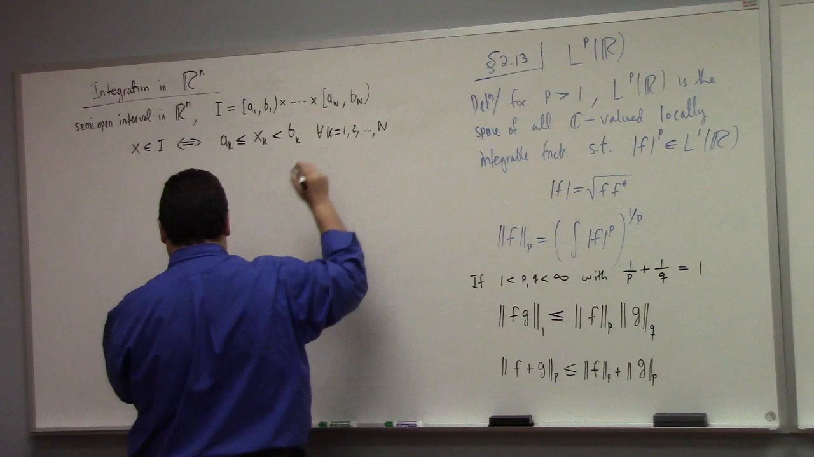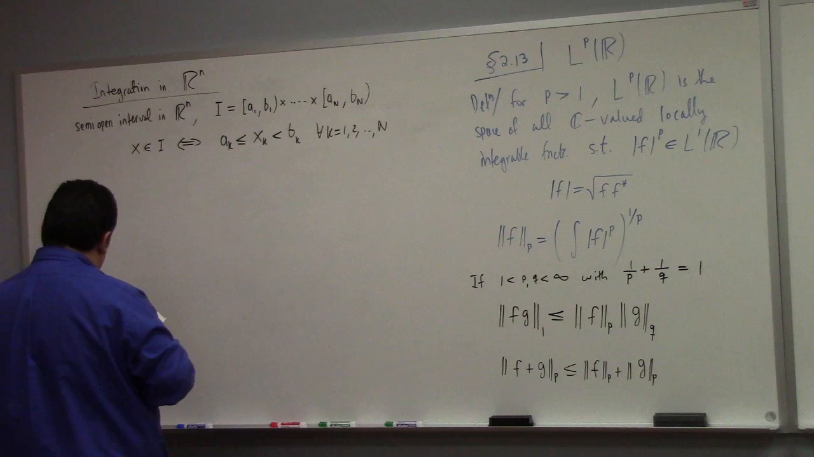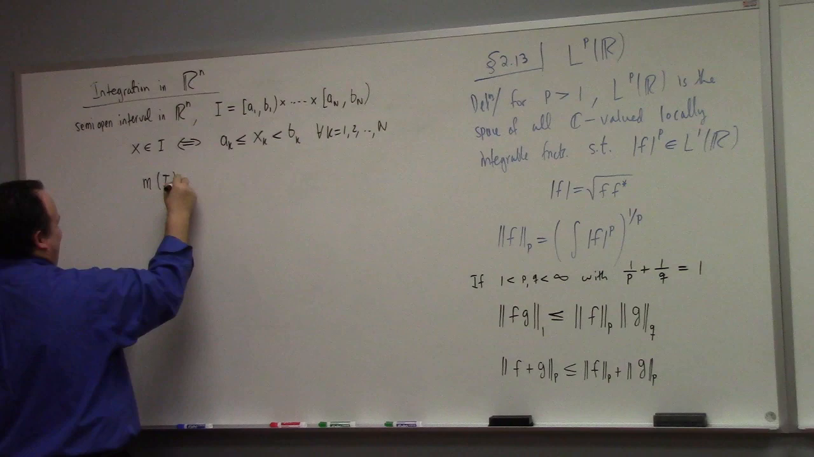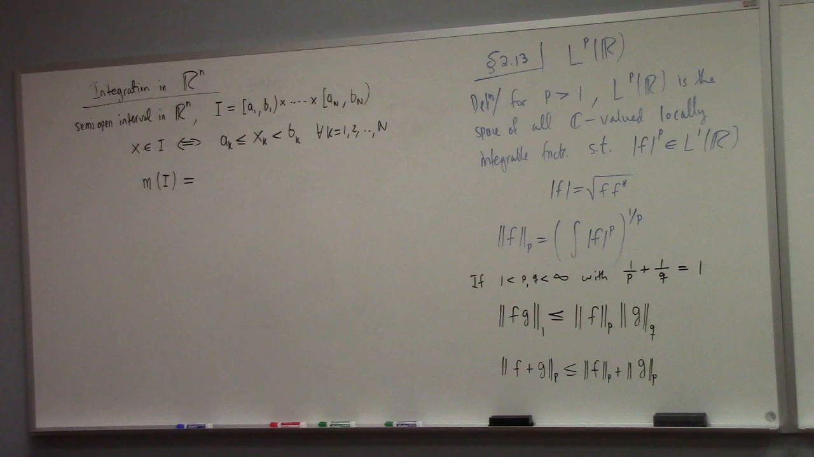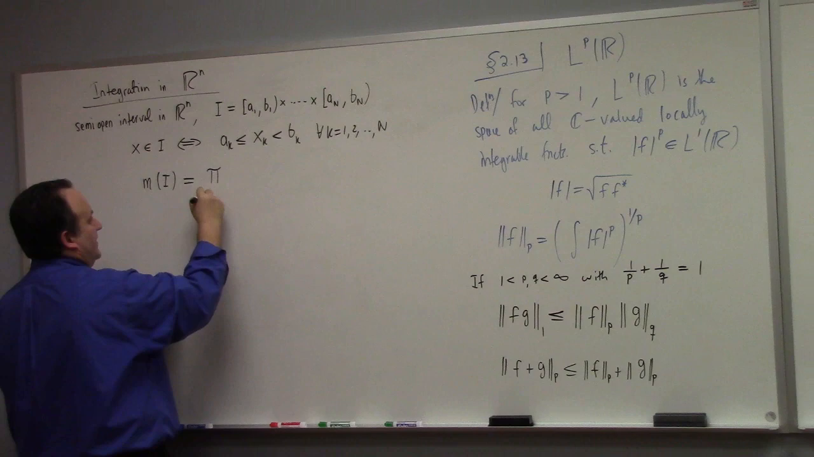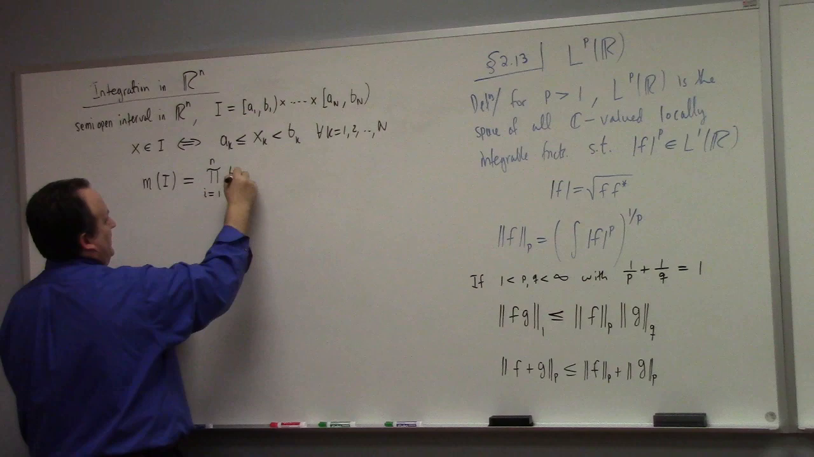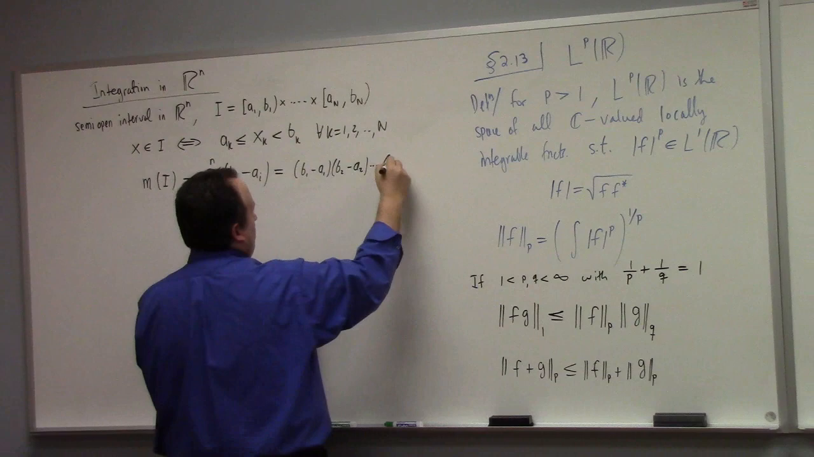And now his measure theory is showing. He says define the measure of I. The measure of I is going to be the product, i equals 1 to n, of b sub i minus a sub i. That is, b1 minus a1, b2 minus a2, and so on up to bn minus an. So there you go, that's the measure.